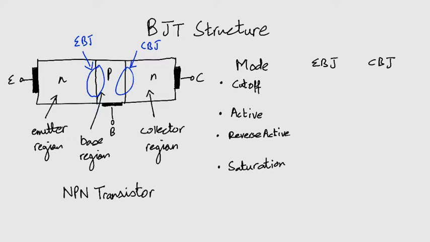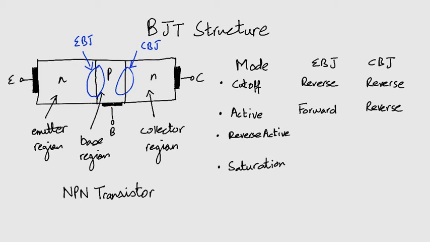The first one is the cutoff mode, and it is caused by the emitter base junction and the collector base junction both being reverse biased. The second one is the active mode, and this is caused by the emitter base junction being forward biased and the collector base junction being reverse biased.